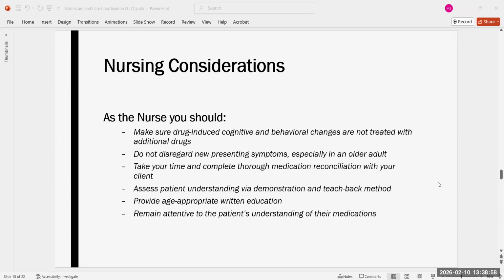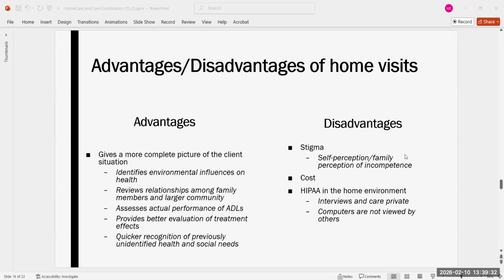And know age-appropriate written education, but know what their reading level is, what their overall level of health literacy is, and you want to be attentive that they understand. If they don't, you do want to encourage that the family is involved, or if they're not, that they get involved. You can help bridge that gap, or advocate for more frequent visits, or maybe it's not safe for them to be in the home anymore by themselves. So you want to remain attentive to those needs.